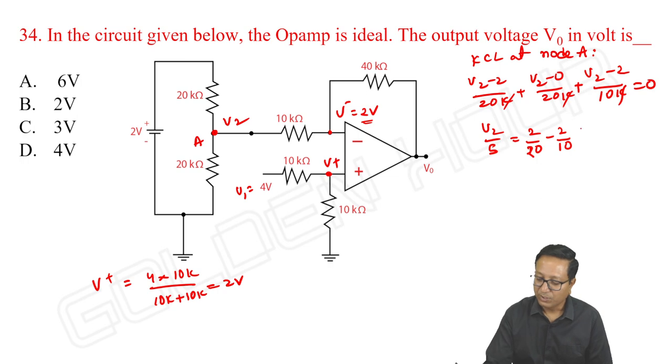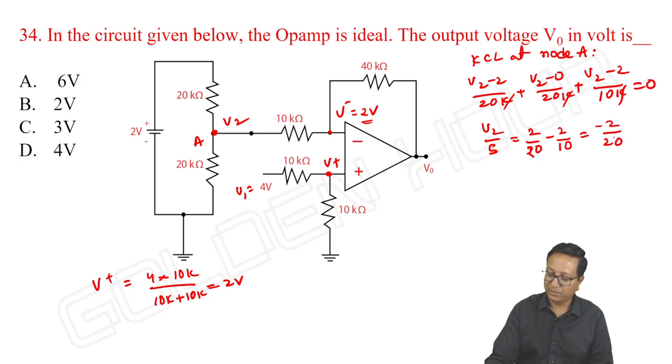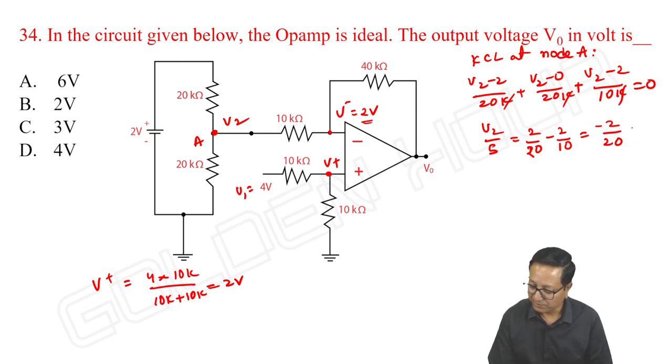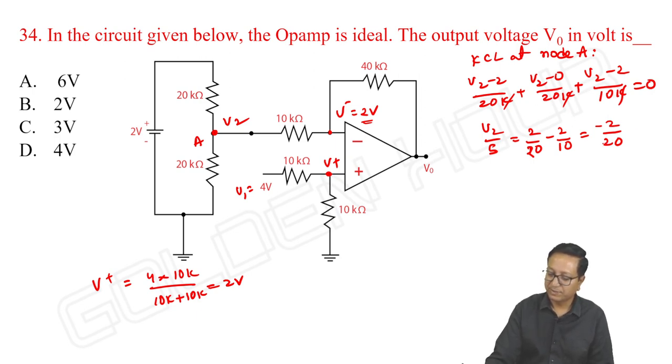Okay. So how much do we get? It is minus 2 by 20. Minus 2 by 20 in the sense, minus 1 by 10. Then V2 is equal to minus 1 by 2 volts.